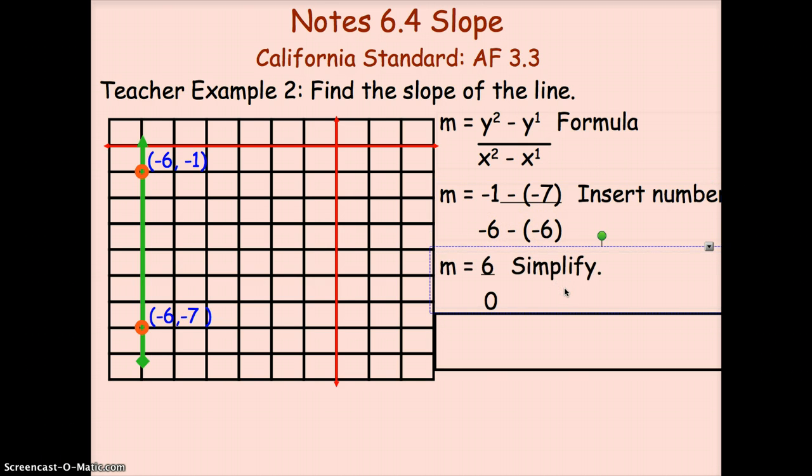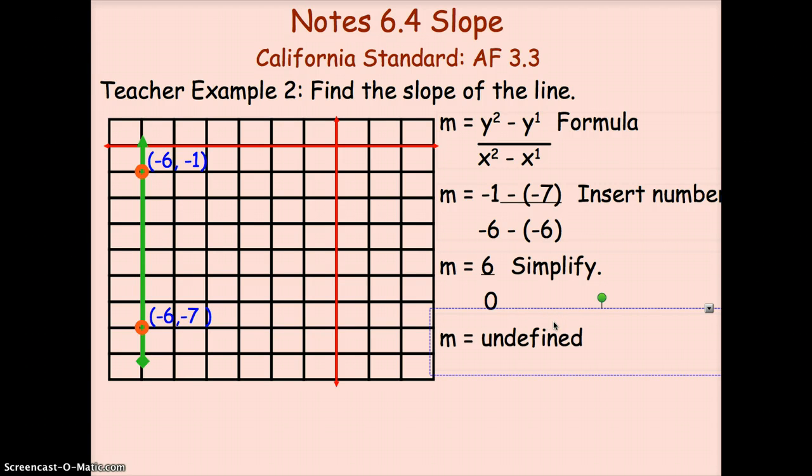Now, I have 6 over 0, or 6 zeroths. As we've talked about all year, there is no such thing as zeroths. That's why it sounds so funny to say. If you have a number over 0, that does not mean 0. It means undefined because it's not possible. I can't have 6 of nothing. Had it been the other way around, I can have no 6's. That's possible. So my answer would be 0 over 6 equals 0. But in this case, it is undefined. It is not 0, so be careful.